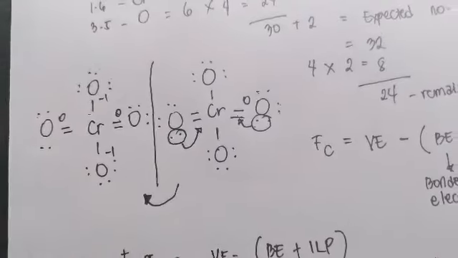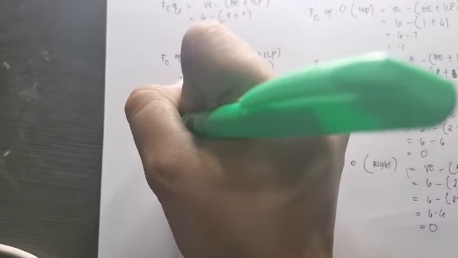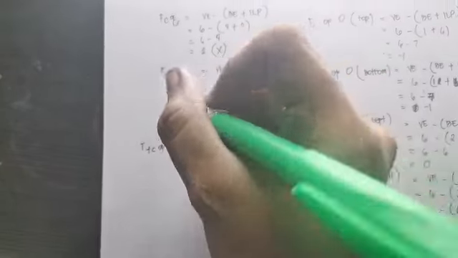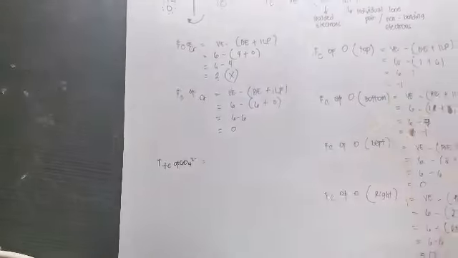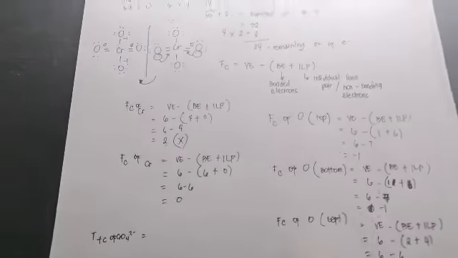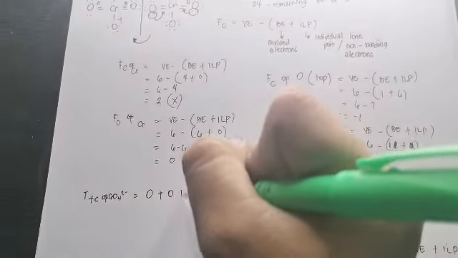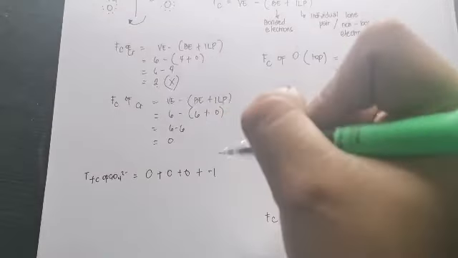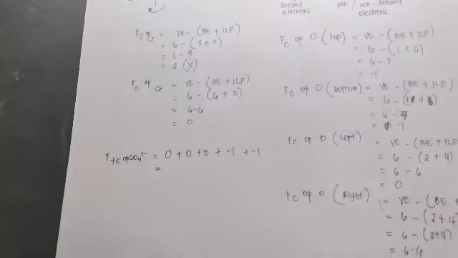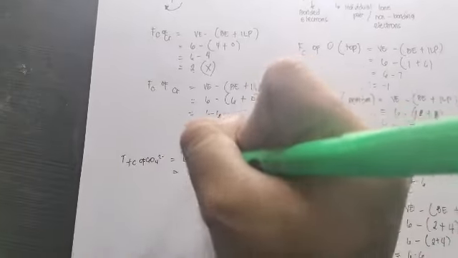Okay, so now you are going to get the total formal charge of CrO4 negative. So, again, don't forget the central atom, 0, plus how many 0 do you have? 1, 2. Plus how many negative 1? 1, 2. So you have negative 1 plus negative 1. Now, do the operation. 0 plus 0 plus 0 plus negative 1 plus negative 1, you have negative 2.